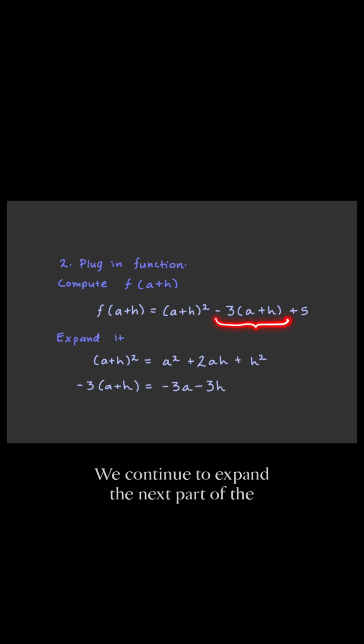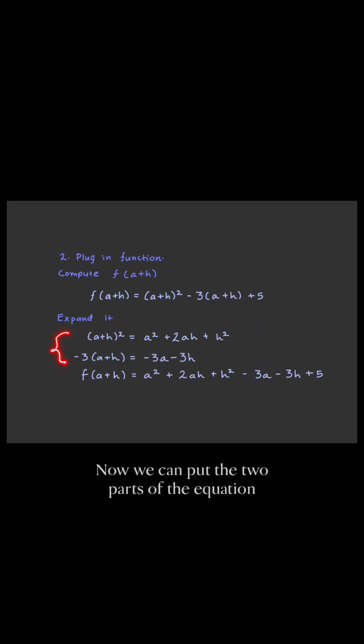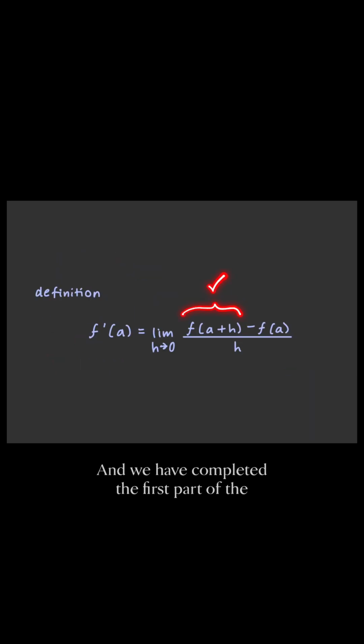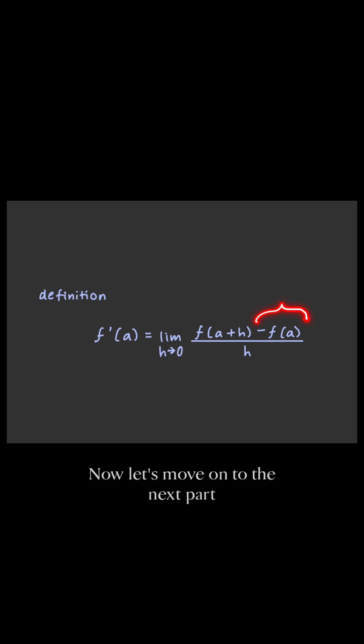We continue to expand the next part of the equation. Now we can put the two parts of the equation back together, and we also write down the plus 5 at the end. And we have completed the first part of the definition. Now let's move on to the next part.